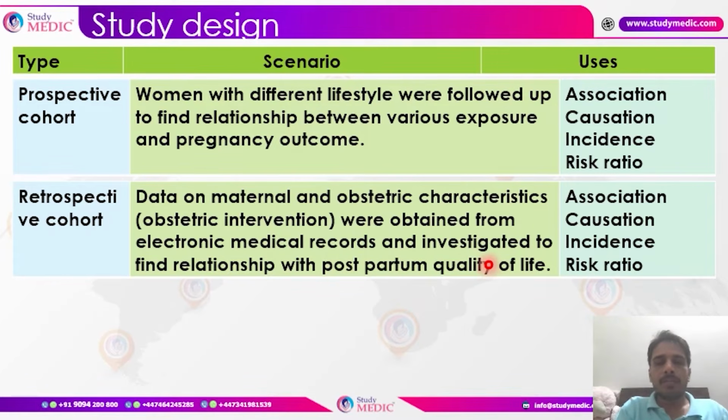So same here, they went back in time to find out who are having exposure, that is the intervention, and who are not having whatever related intervention, and who are having a good quality of life, or what was the quality of life. Since they found out the incidence of poor quality of life in those with intervention and without intervention, to find out the causation, and because they went back and used the records, it is called a retrospective cohort study design.